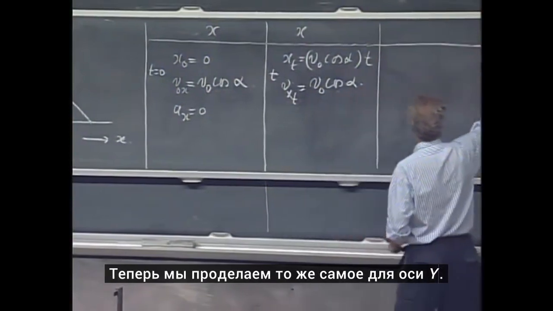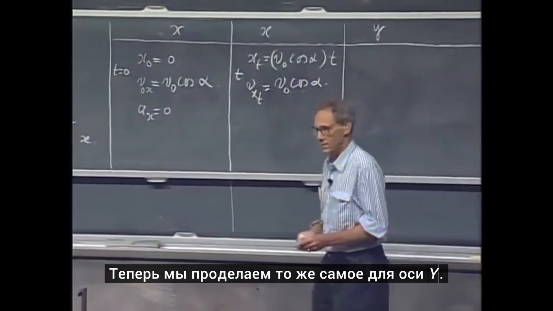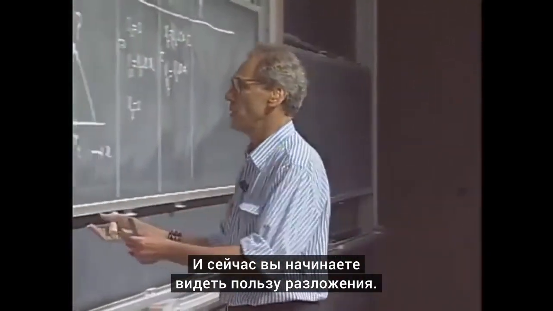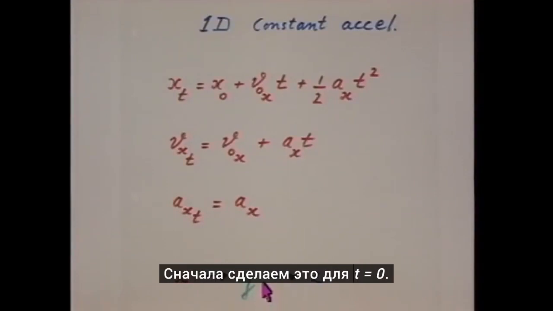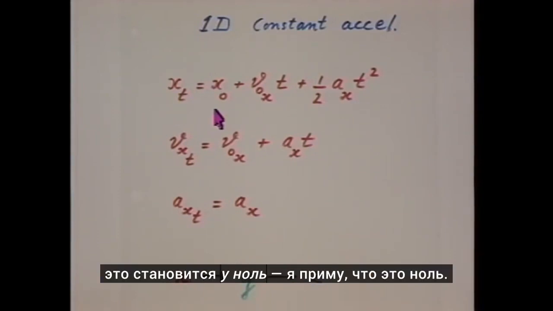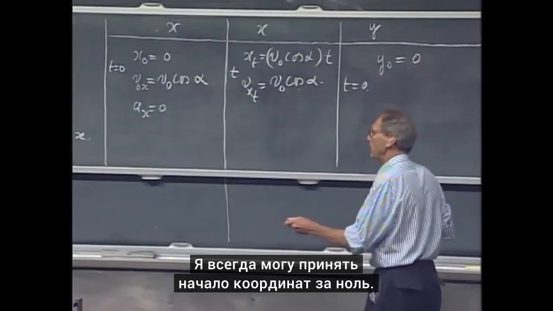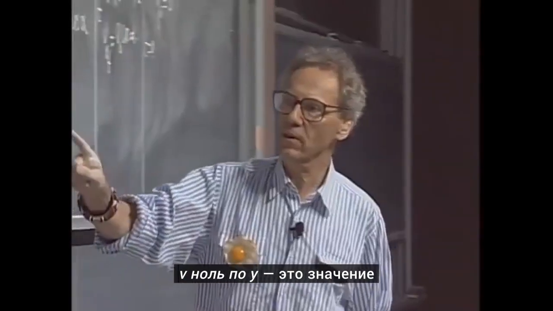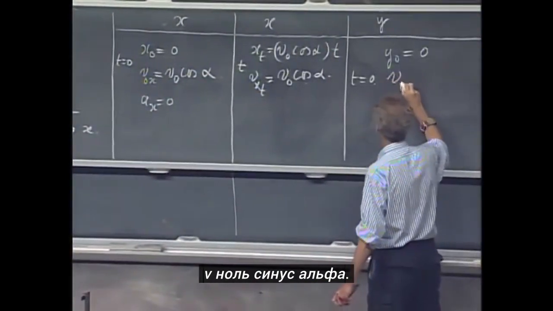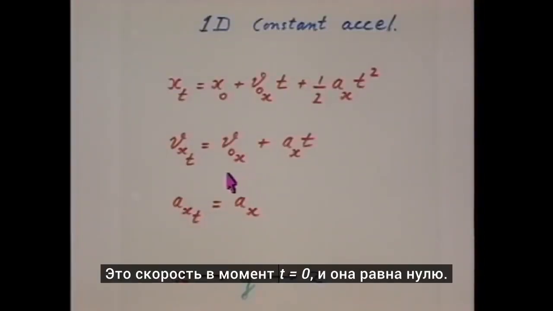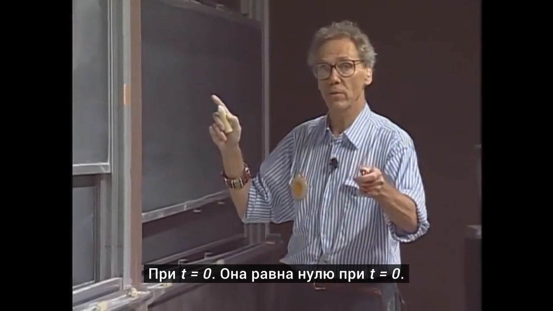Now we're going to do this for the y direction. And now you begin to see the gain for the decomposition. In the y direction, we change the x by a y. And so we do it first at t equals 0. So look there. This becomes y0, I call that 0. I can always call my origin 0. I get v0y times t. Well, v0y is this quantity, it's v0 sine alpha. That is the velocity at time 0, and this is 0 at time 0.